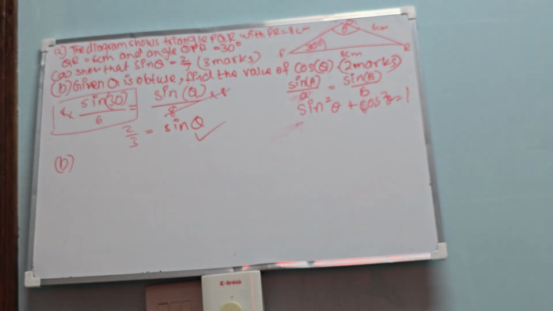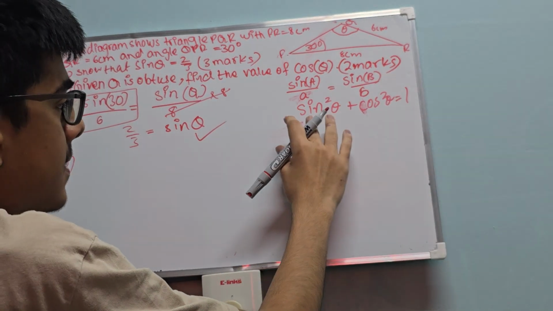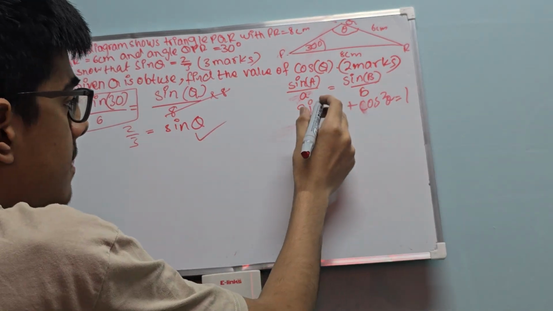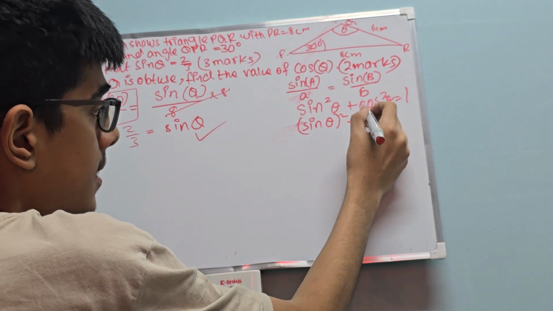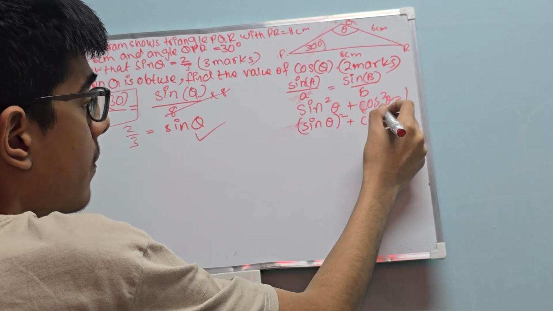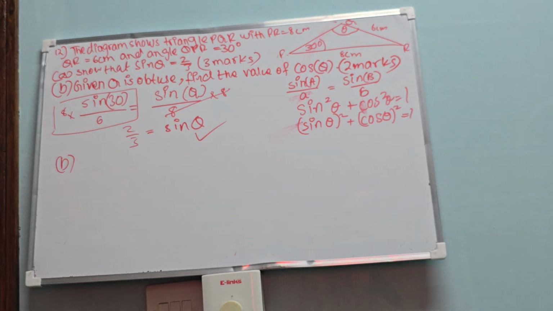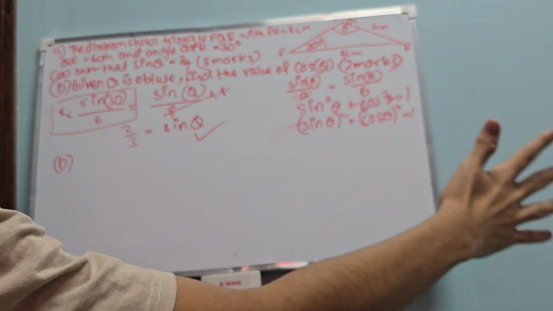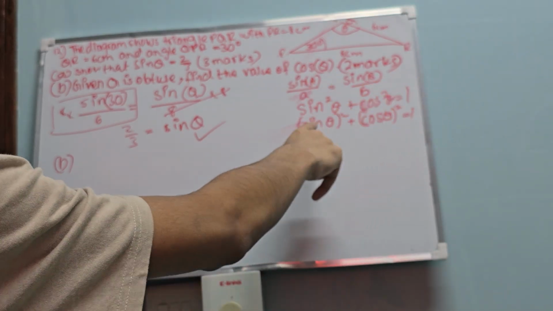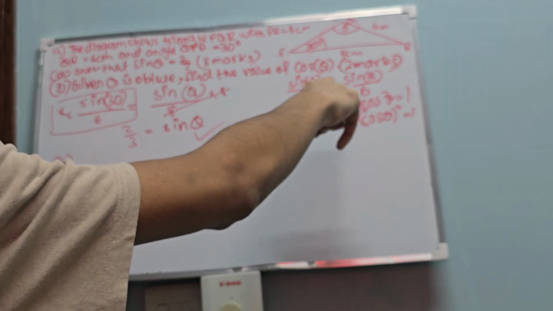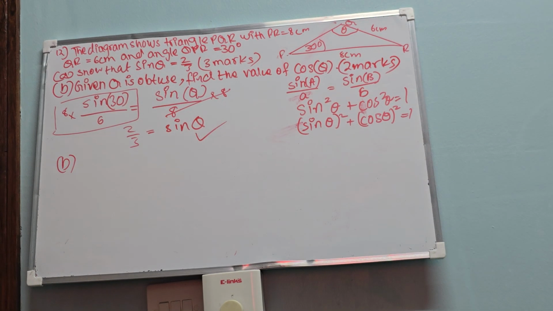Now you're probably wondering, sine squared theta is basically just sine theta, whole squared, plus cos theta, whole squared, is equal to 1. Some people might get confused, but sine squared theta is just sine theta whole squared. Same for cos.